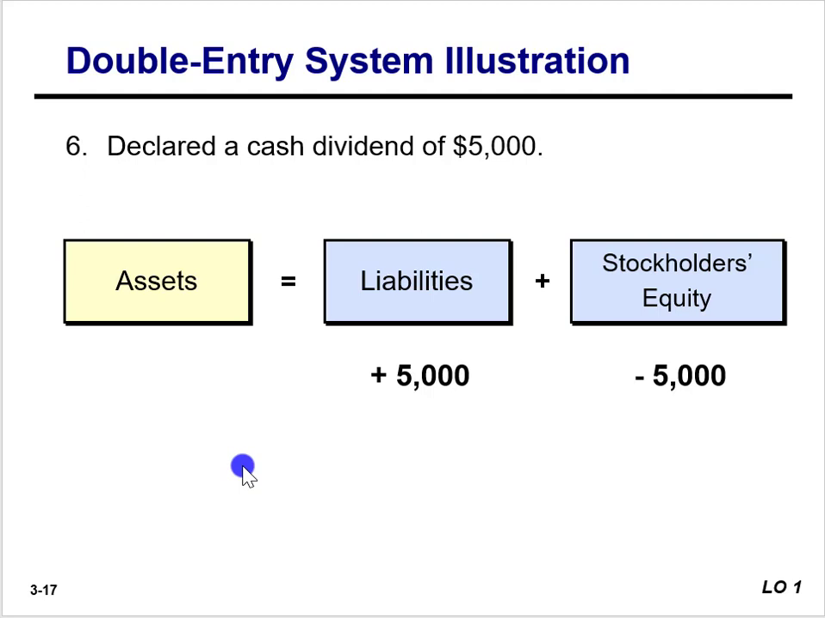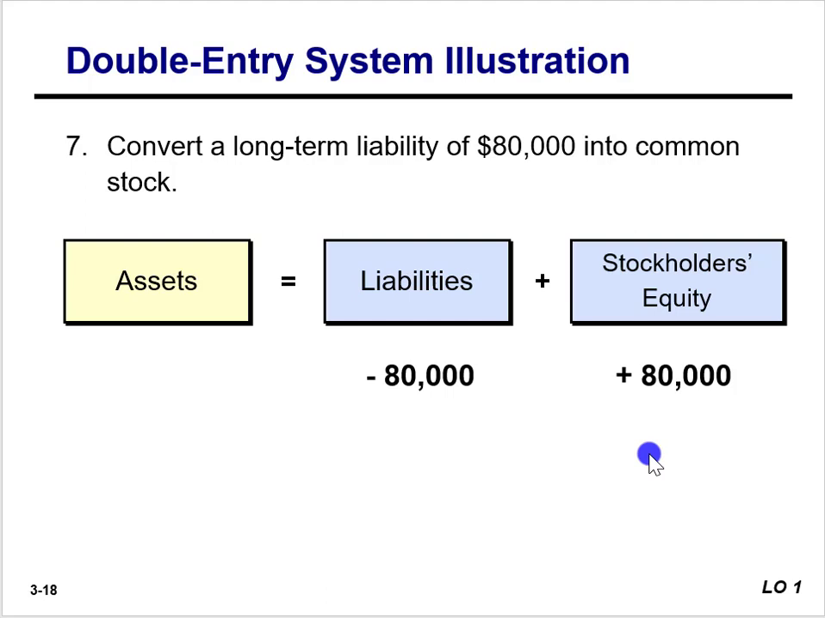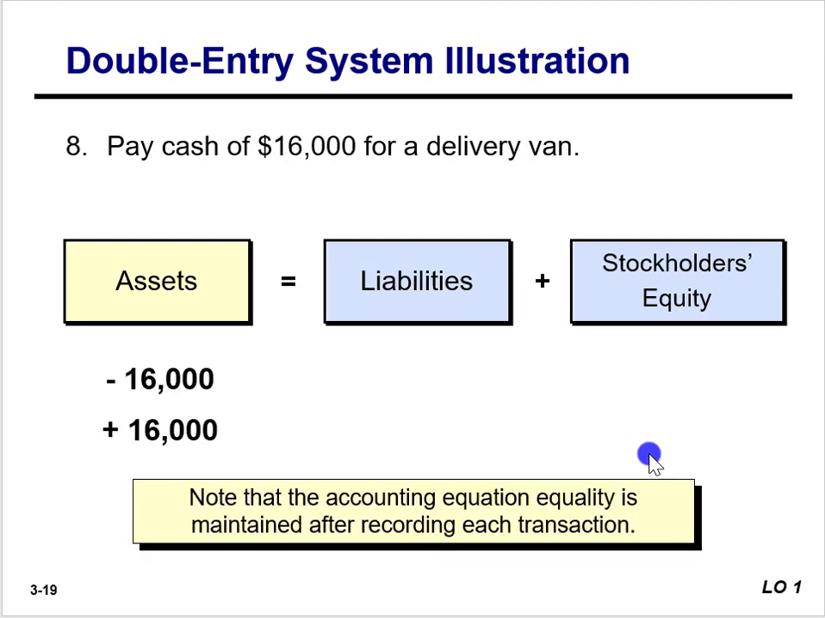Declare a cash dividend of $5,000. You're going to increase your liability and decrease stockholders' equity. Convert a long-term liability of $80,000 into common stock. Decrease liability, increase stockholders' equity. So pay cash of $16,000 for a delivery van. That's a decrease in cash and an increase in your assets.